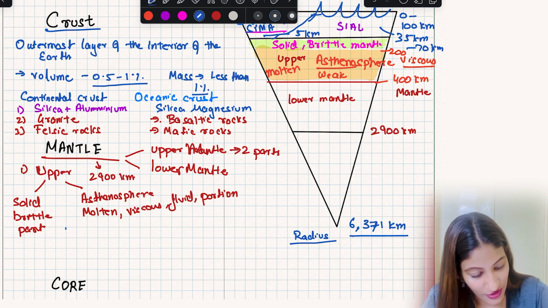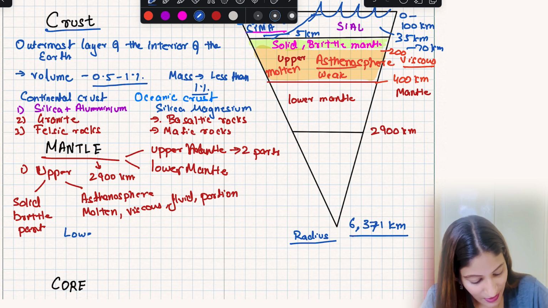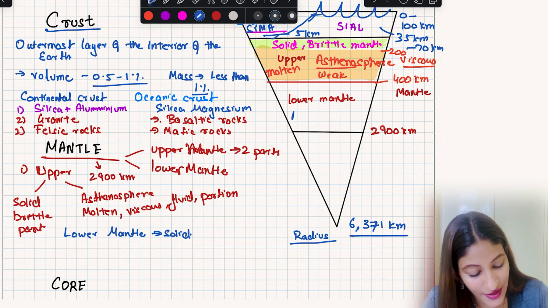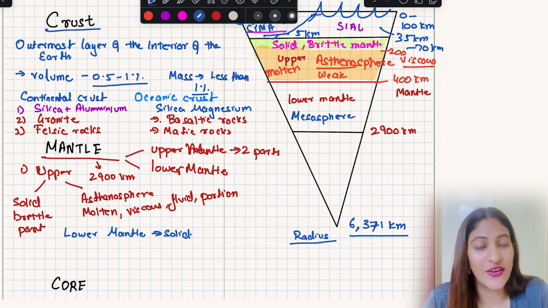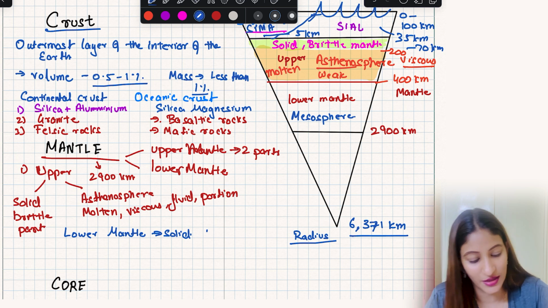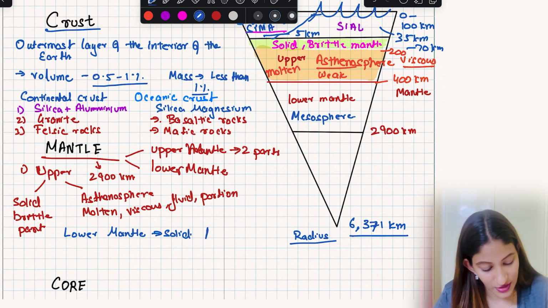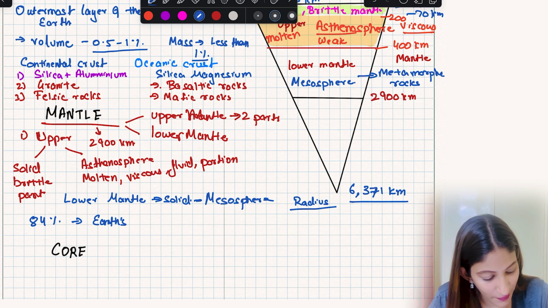Now, the next portion, the lower mantle. Lower mantle is solid, and the entire lower mantle comprises what we call the mesosphere. Mesosphere is present in your atmosphere as well, which is also called the Madhyamandal. Madhyamandal means being in the middle. So here the mesosphere is the same for the interior of the earth. Alright, so we have these two, the upper mantle and the lower mantle, solid, mesosphere. This is generally made up of metamorphic rocks.